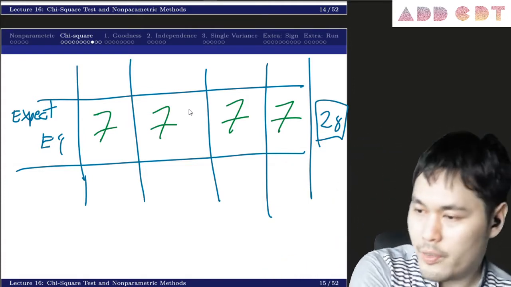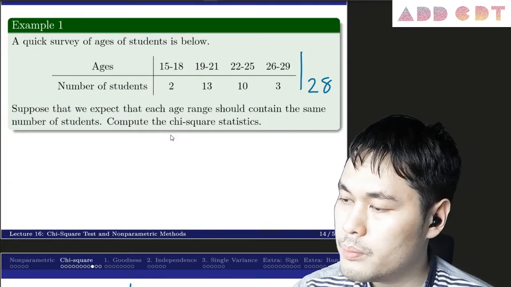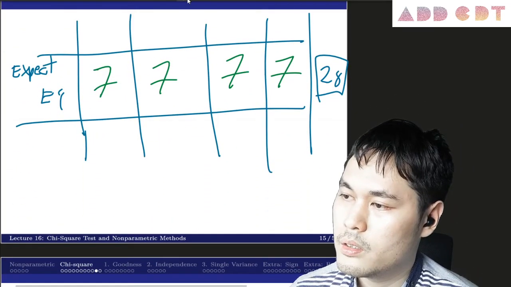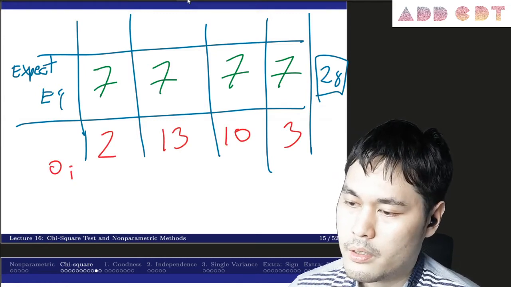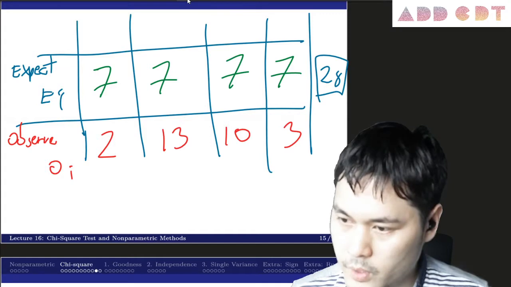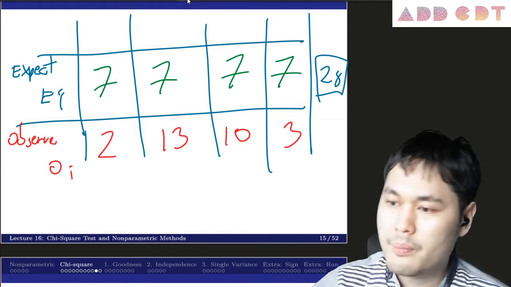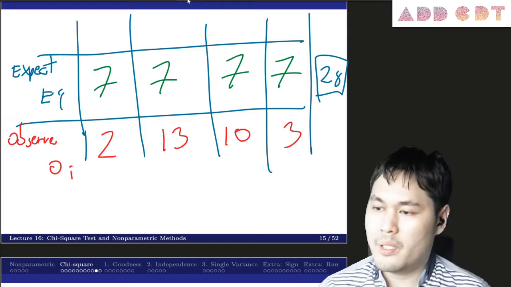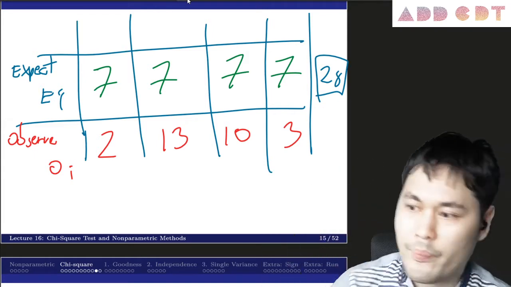And then we do a survey, and what we got back from the observed values, or from the actual sample, is 2, 13, 10, and 3. So this is what we observe, the survey or sample, the numbers you get from actually asking people. These two sets of numbers seem different, but are they different enough that we can reject our hypothesis?